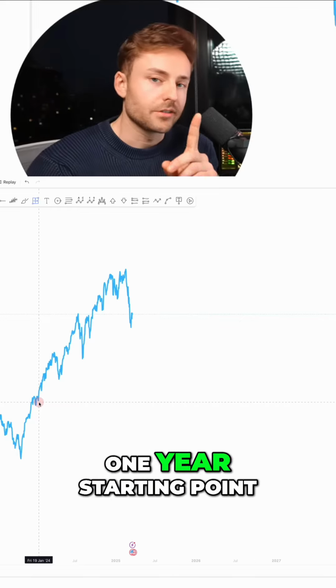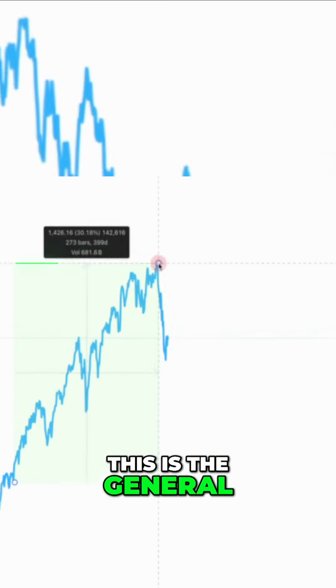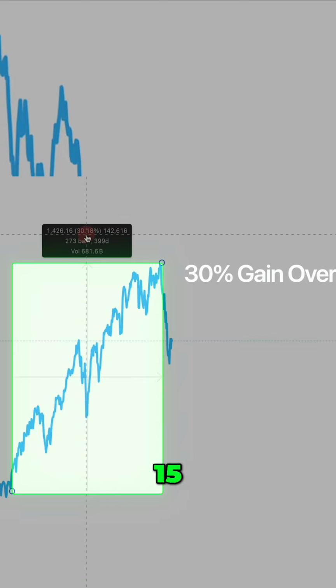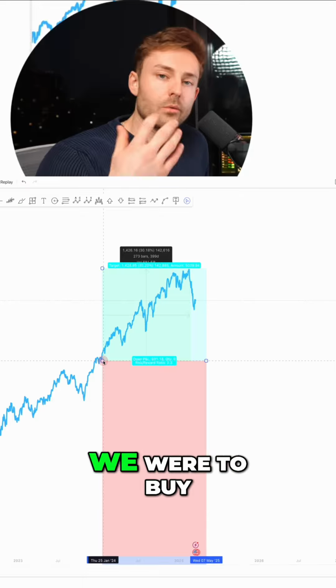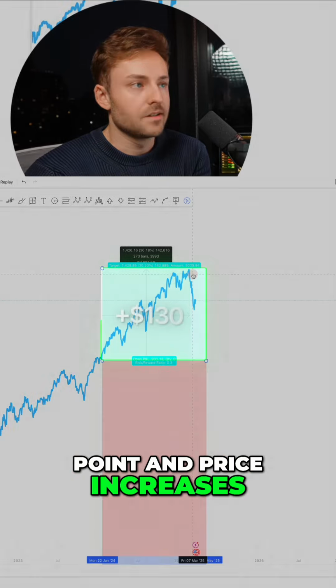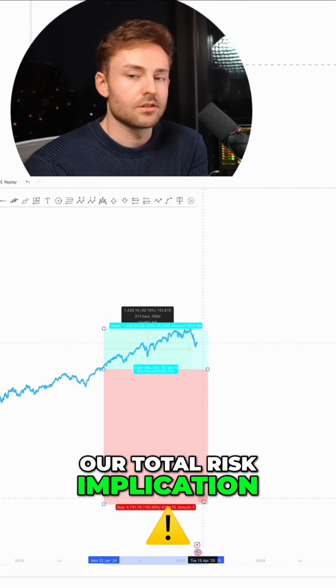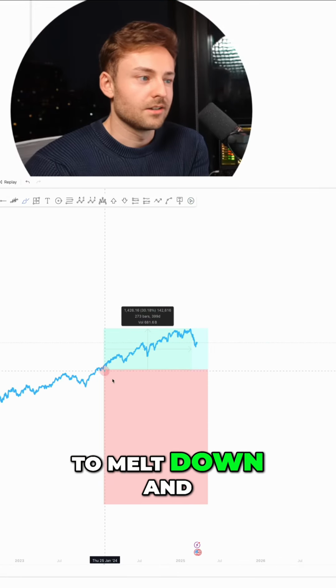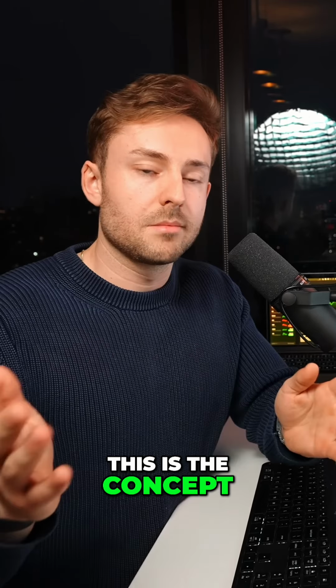Let's take a 1-year starting point as an example. Over the course of a year, this is the general stock market. You can see anywhere from 10, 15, 20, even 30% gains in an individual year. That means that if we were to buy $100 worth of SPX at this point and price increases, we now have $130. And technically our total risk implication is if everything were to melt down and go to zero, we're technically risking $100. This is the concept of investing.